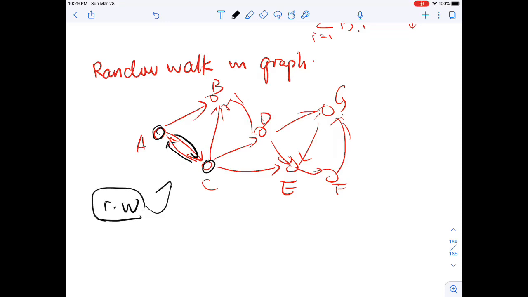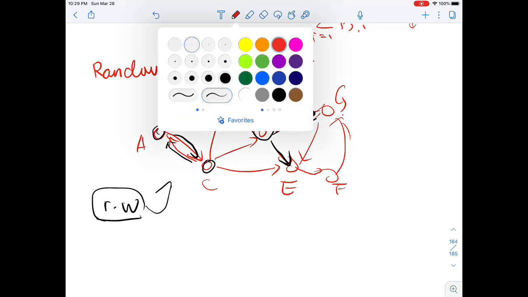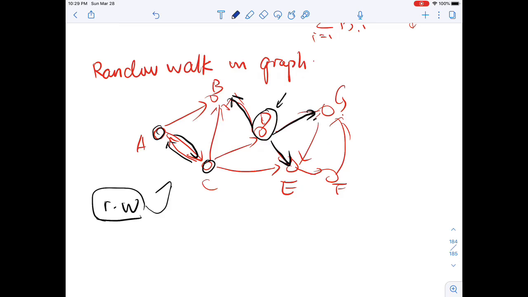Basically, we start with a fixed position. This position can either be sampled from a certain distribution, or you can just say that I want to start with D. Then I look at all the outgoing edges. There are 3 outgoing edges, so I decide to travel along one of them with the same probability. With probability a third, I move to G, with probability a third, I move to E, and so on. Let's say that I decided to move to B.